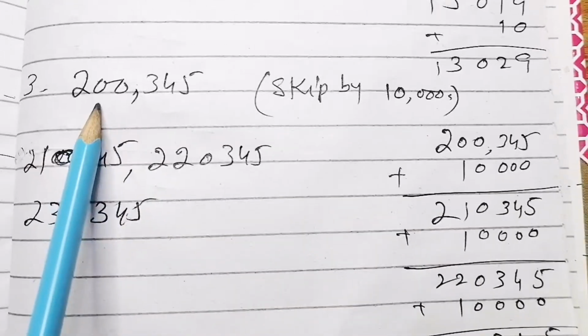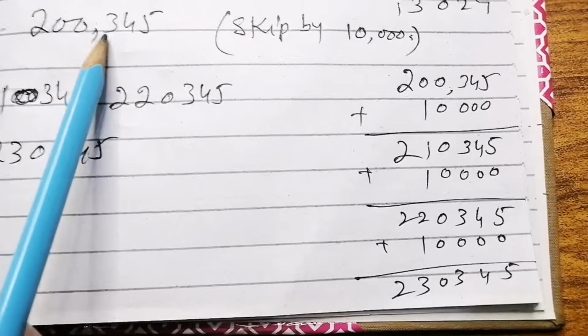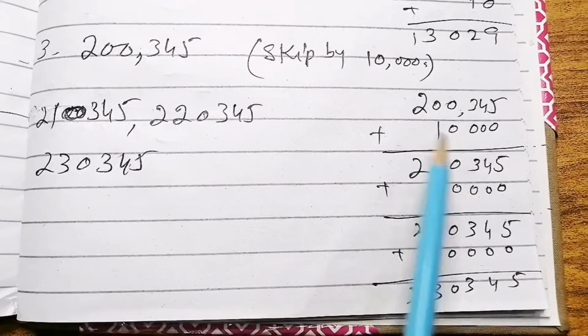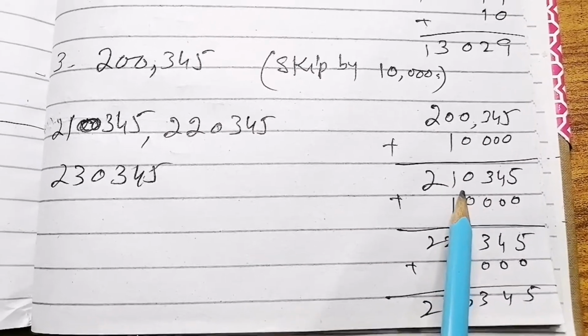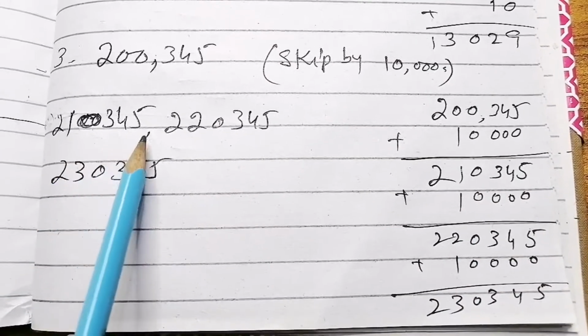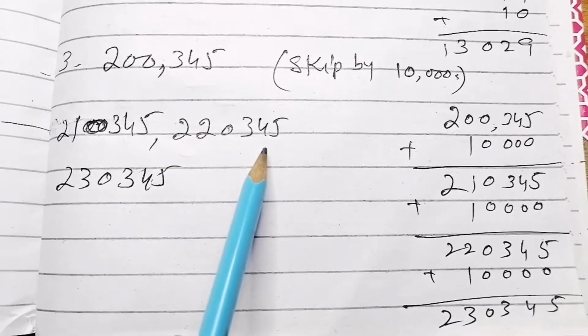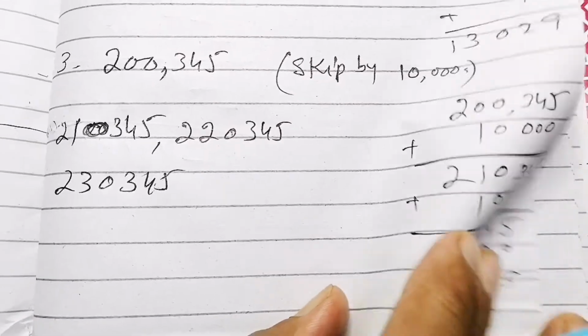Question number 3. This is 200,345, right? So skip by 10,000, we have to add 10,000 to it. So adding 10,000, we get 210,345. Then adding again 10,000, we get 220,345, 230,345. So similarly keep on adding up to 6 places.